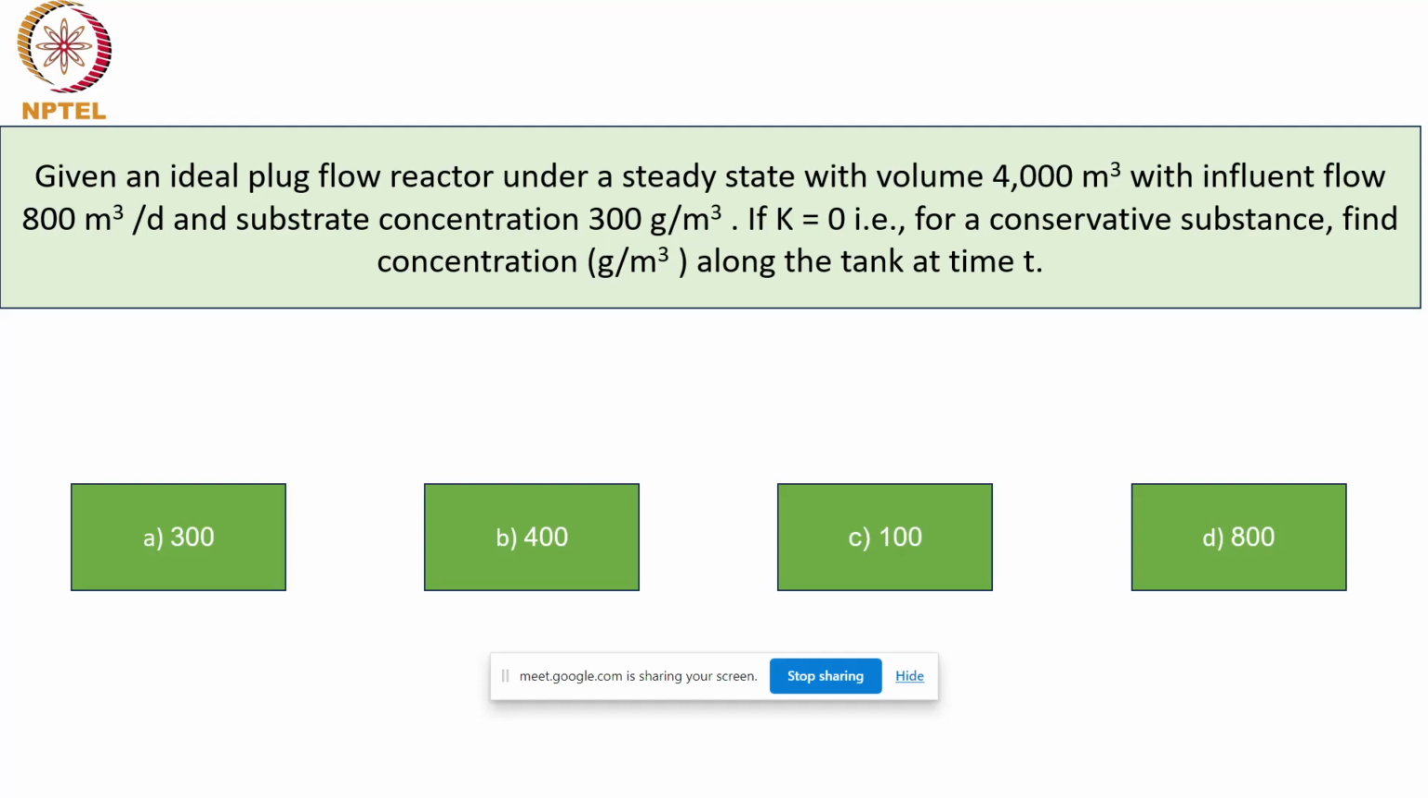Okay. So a conservative substance is a pollutant that cannot be destroyed or degraded or chemically transformed, or even volatilized, under the conditions in which a wastewater treatment plant exists. So that is called a conservative substance.